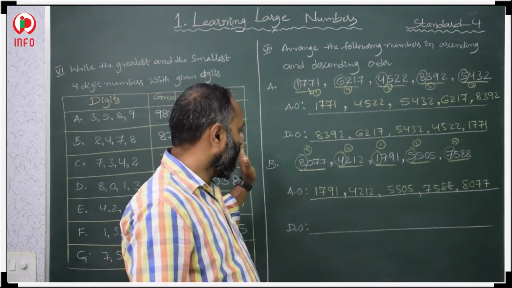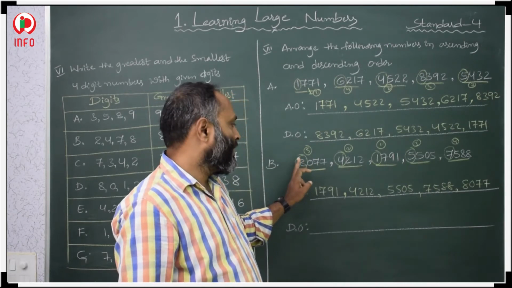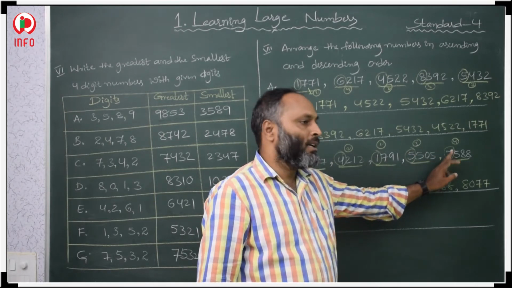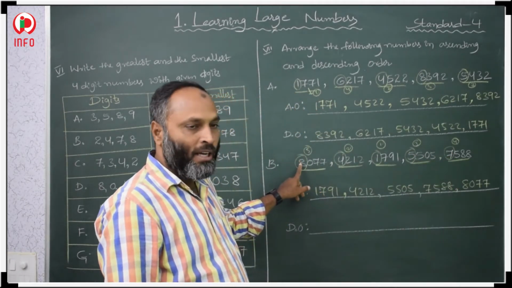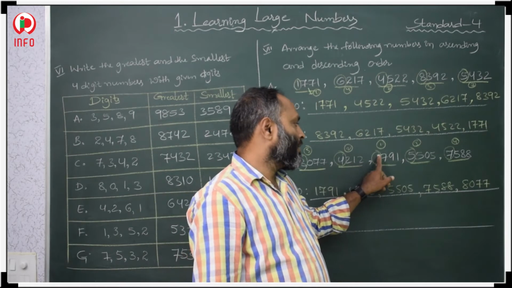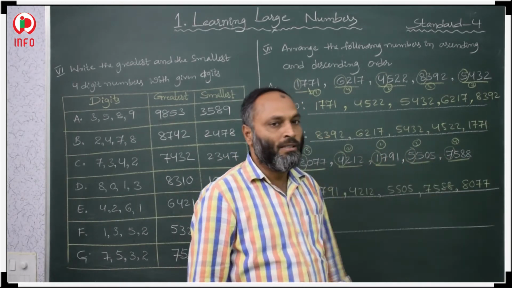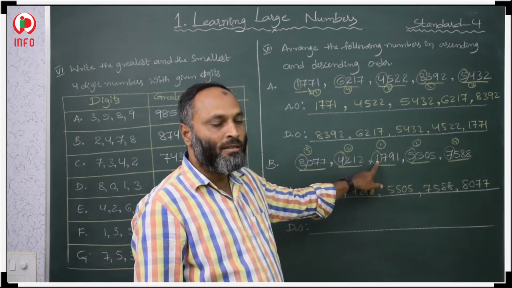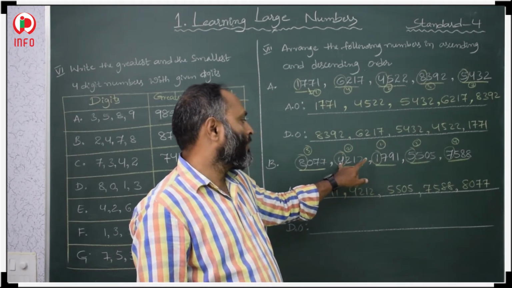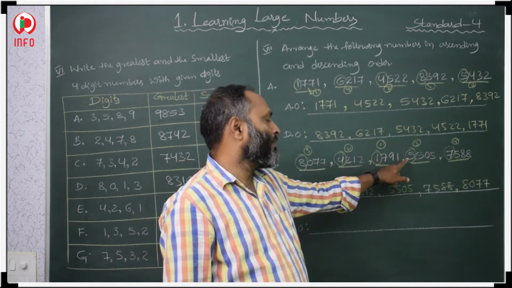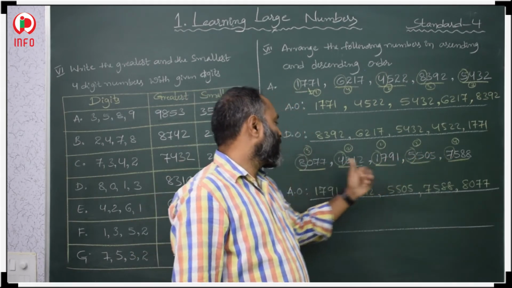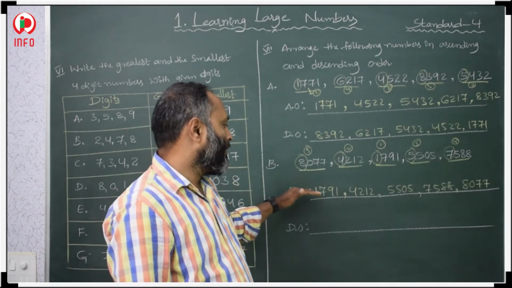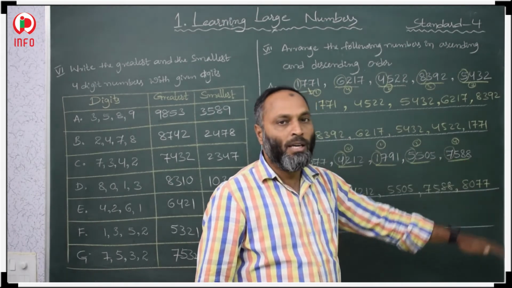Then we start from the left side digit, that is the thousands place value. Here thousands place value, here 8 is there, here 4 is there, here 1 is there, here 5 is there, here 7 is there. First we decide which one is least. 1 is the least, and bigger than this is 4. 1, then 4, then 5, then 7, then 8. These are in ascending order, increasing order from small to big.